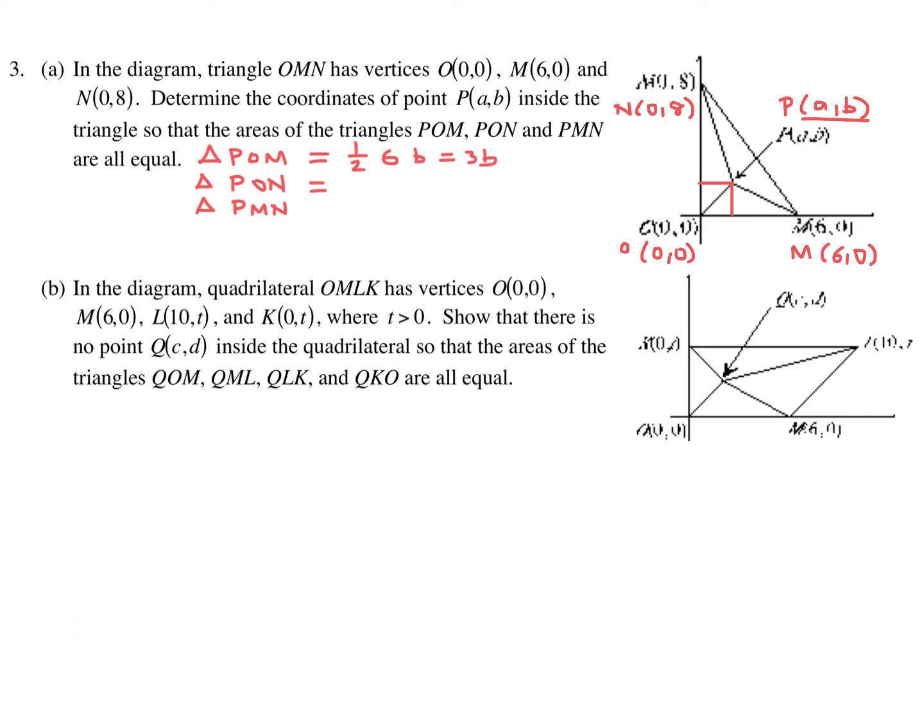PON, this one would be 1/2 base times height again. The base we can use is 8. The height will be A. So this is just 4A. And then finally, PMN is a little bit different.